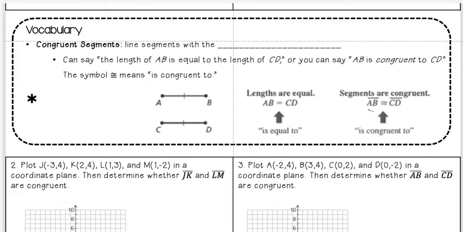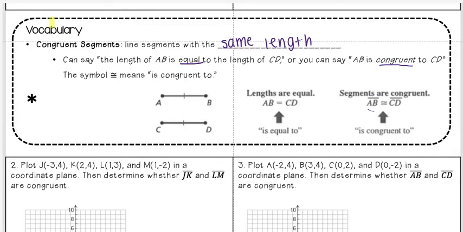Okay, so for this video, we're going to talk about congruent segments. When I say congruent segments, that just means line segments with the same length, or you can say the same distance. So we can say the length of AB is equal to the length of CD, or we can say AB is congruent to CD. Those both mean the same thing.